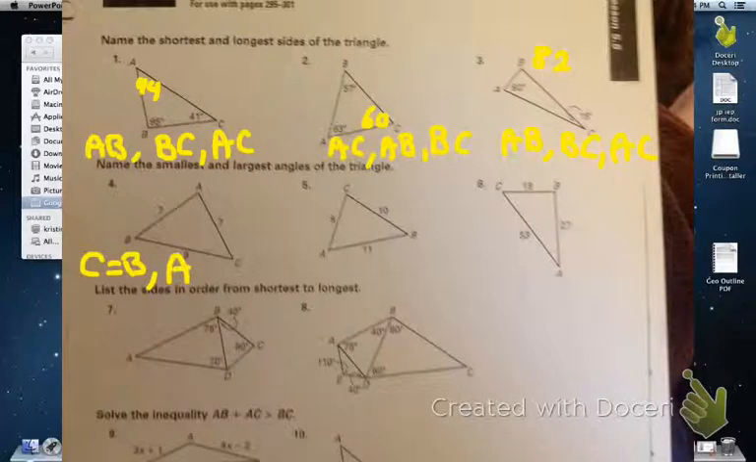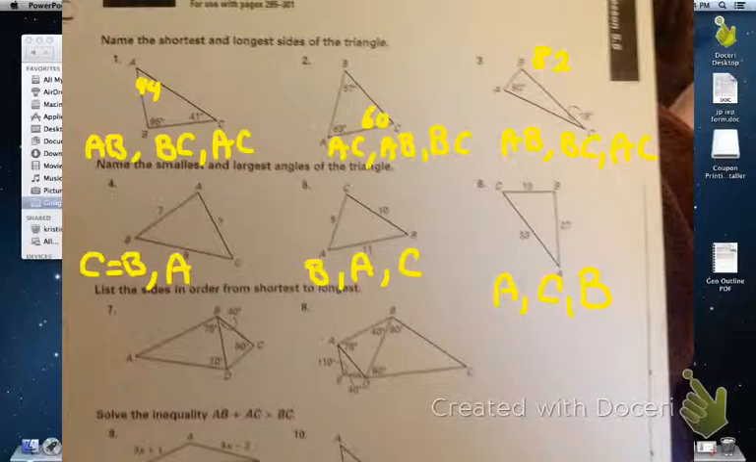followed by A being the largest angle overall. In number 5, we're back to just using the inequalities. B is the smallest, followed by A, and then last is C. In number 6, A is the smallest, followed by C, and the largest is B.